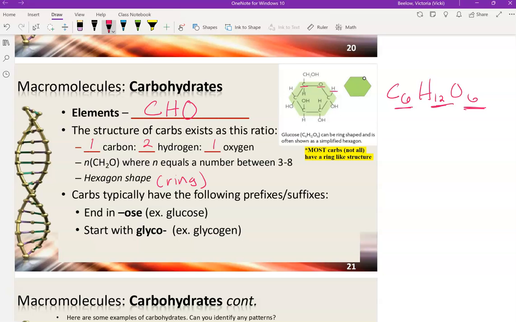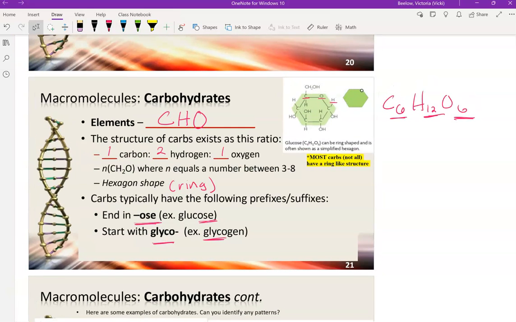Also, you can usually identify if a word is a carbohydrate by certain endings and beginnings, or prefixes and suffixes. Anything ending in "ose," like glucose, is usually a carbohydrate. Lactose, which is in milk, is actually a carbohydrate. And anything that starts with glyco, like glycogen, is a type of carb that is stored in your liver in the body. Usually those can be indicators that you're dealing with a carbohydrate.